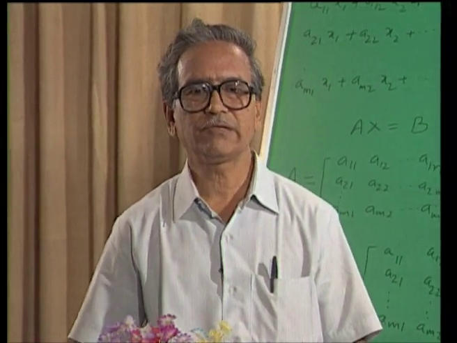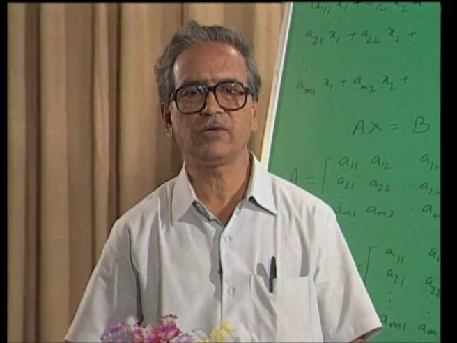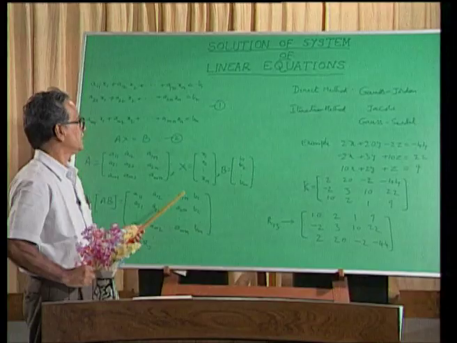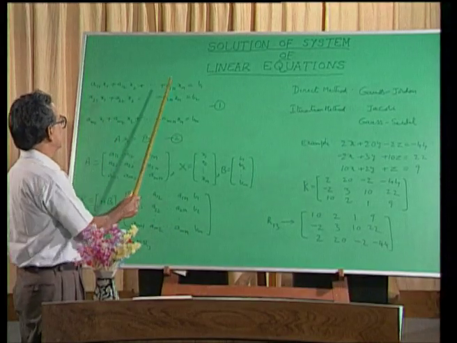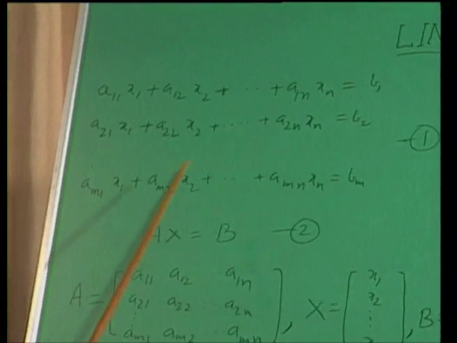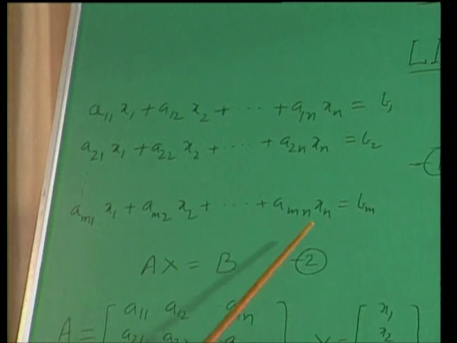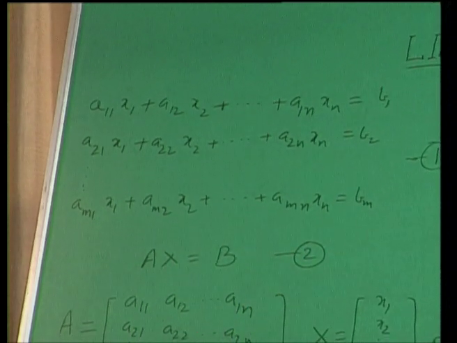Now, a system of n linear equations in n unknown quantities x1, x2, ..., xn can be written in this form: a11 x1 plus a12 x2 etc. equals b1. Lastly, am1 x1 plus am2 x2 etc. plus amn xn is equal to bm.